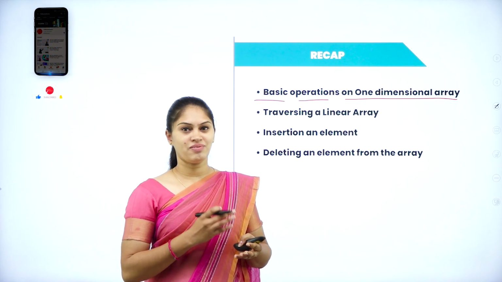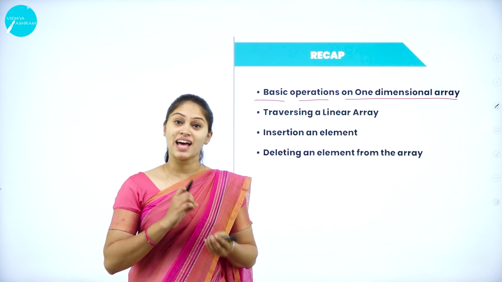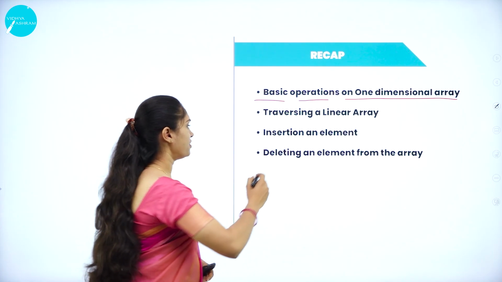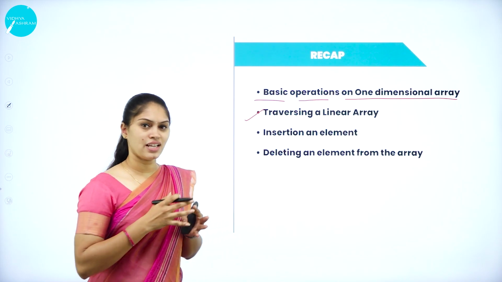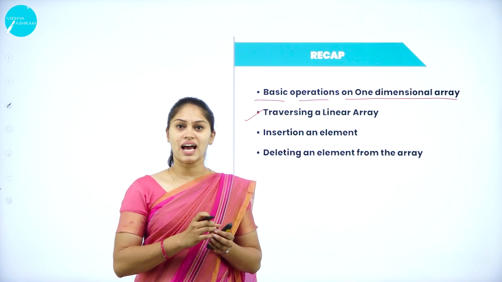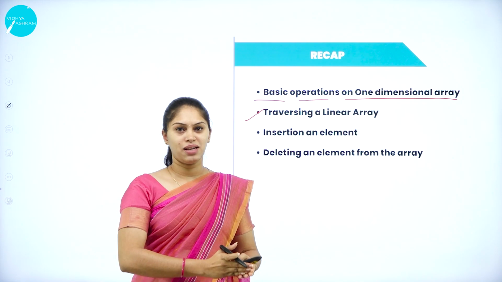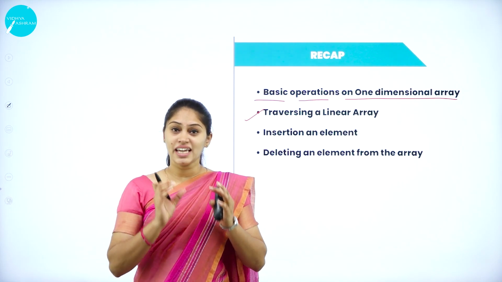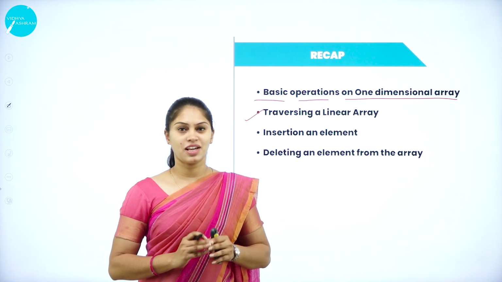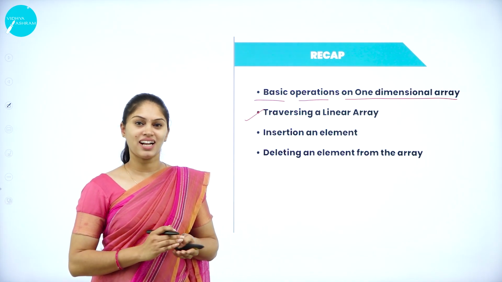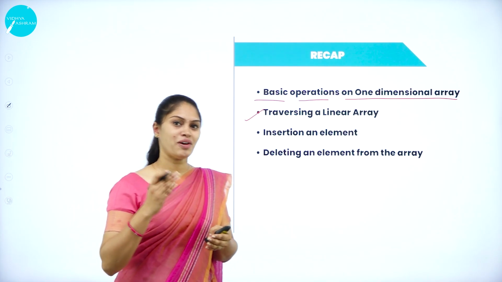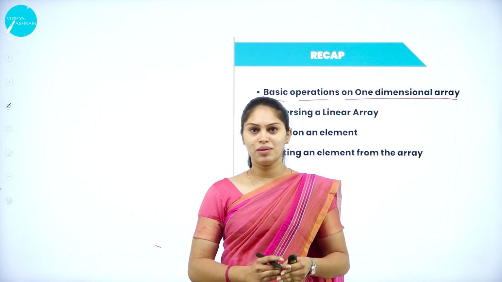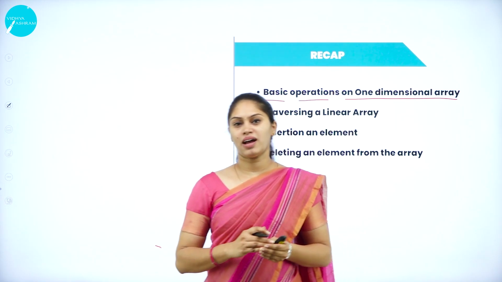In our last session, we learned about the basic operations that we can perform on the one-dimensional array. After that we learned about traversing a linear array. That means I have traversed from the first element of an array to the last element. We visit each element exactly once in order to perform any operation. You have to remember its definition along with the algorithm. That will be a very, very important question for 3 mark and 5 mark questions.